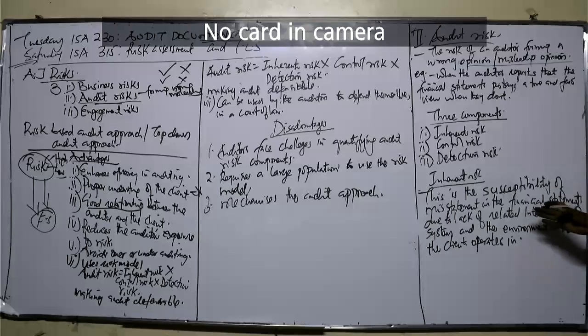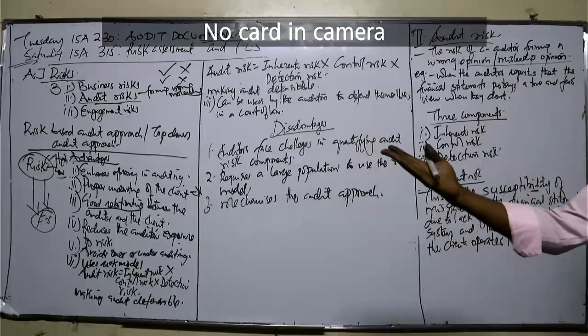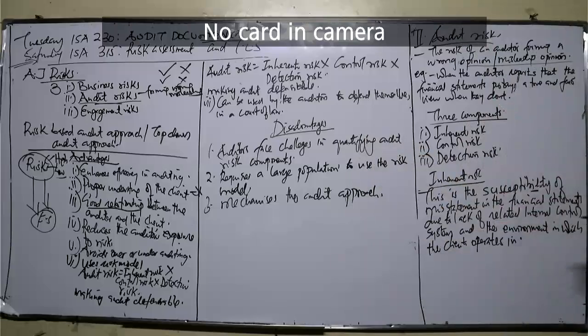I take it seriously when one uses the word susceptibility. When I'm marking, I see the word susceptibility, I don't read the other story. Because instruction number one, when you're marking, we are told, mark, don't read. What is being susceptible? When you say that financial statements are susceptible to misstatements, we are saying that they are prone to misstatement. They are exposed to misstatement. That's what susceptible means. That financial statements are prone to misstatements because of lack of related internal control systems.